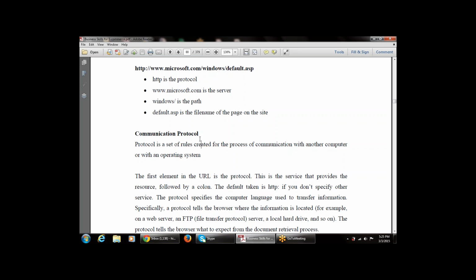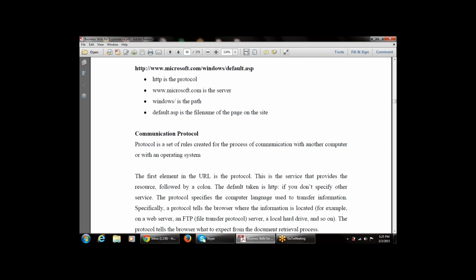The first element in the URL is a protocol. HTTP is the protocol. This is the service that provides the resource, followed by the colon. So URL is nothing but the service that provides the resource followed by the colon. This HTTP is nothing but the service followed by the colon. The default taken is HTTP.